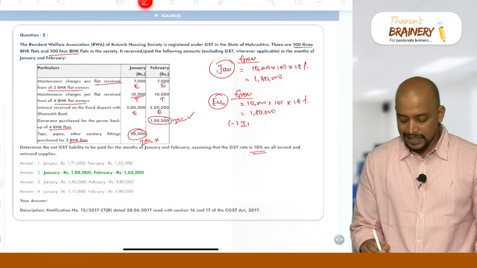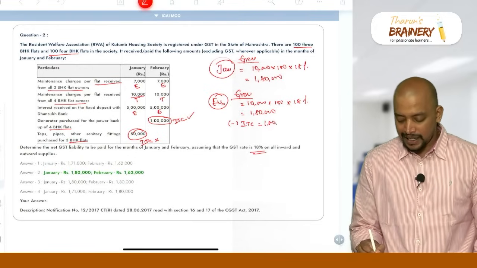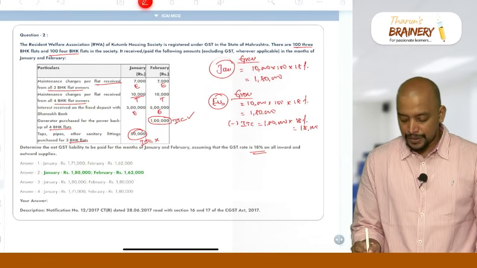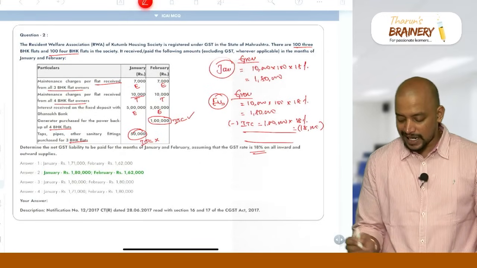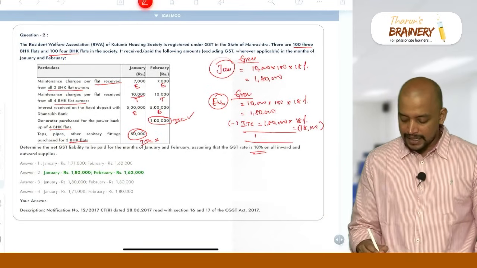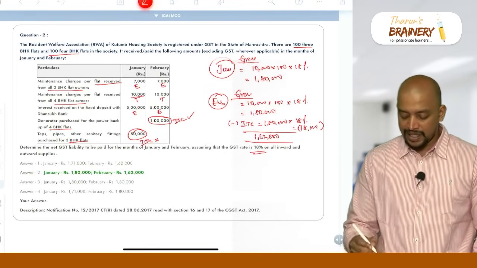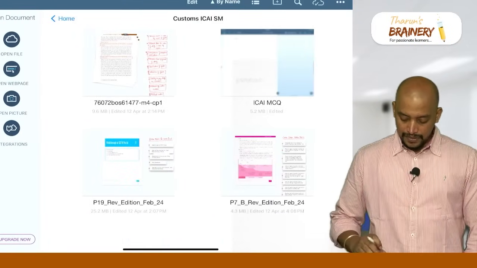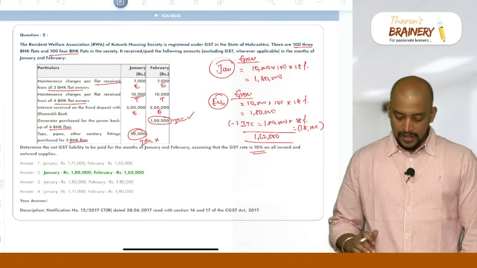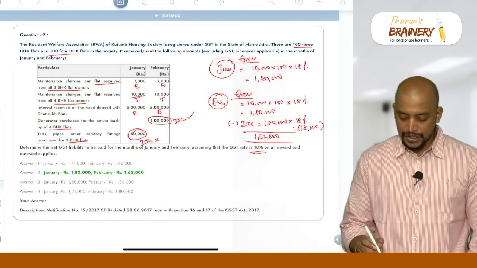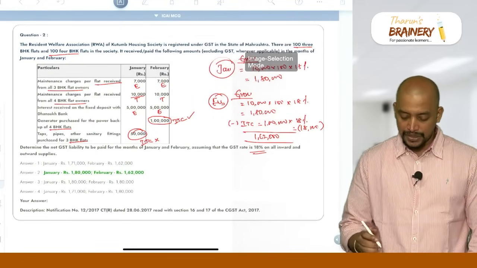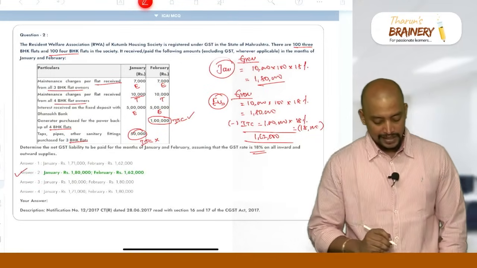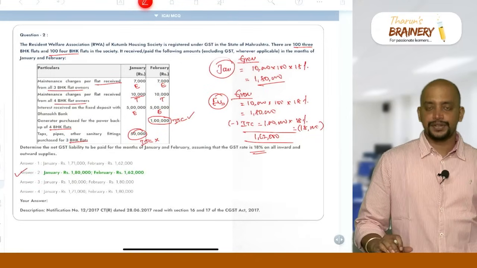How much is the ITC that they can take? 1 lakh into 18%, 18,000. So, 1,80,000 minus 18,000, that is 1,62,000 will be payable. So, what is the answer for this? 1,80,000 and 1,62,000. Option B is the answer. So, this is the answer for this question.